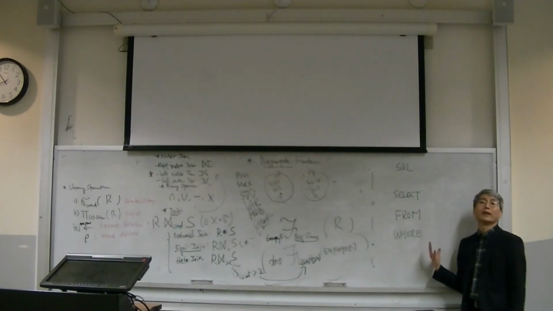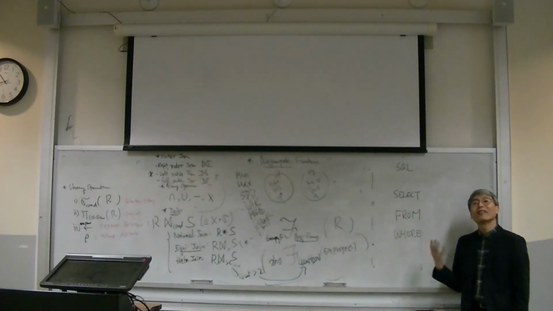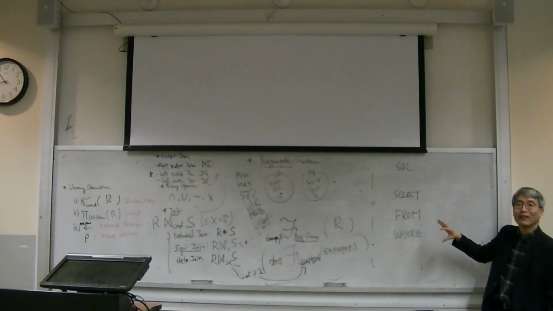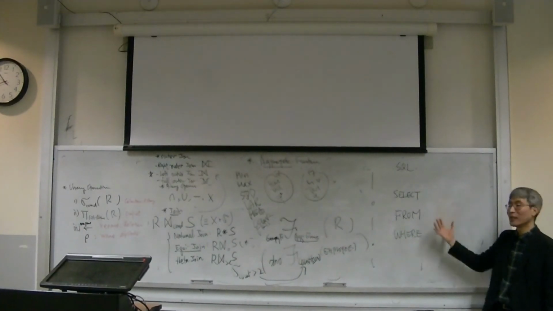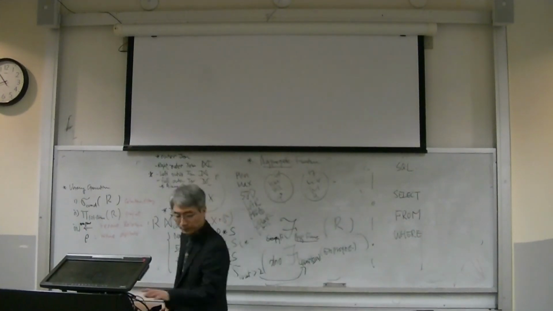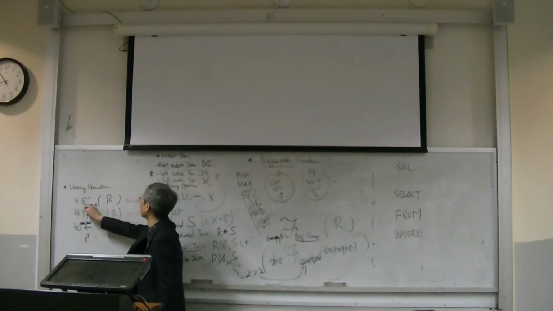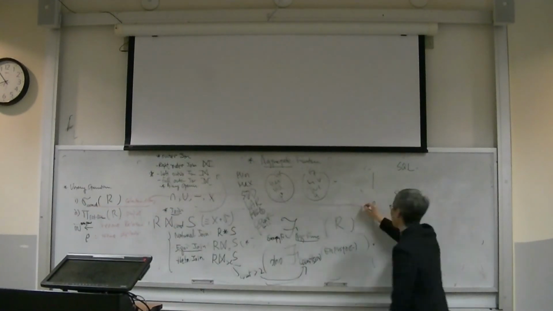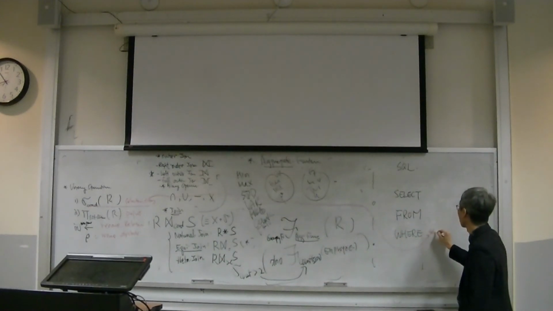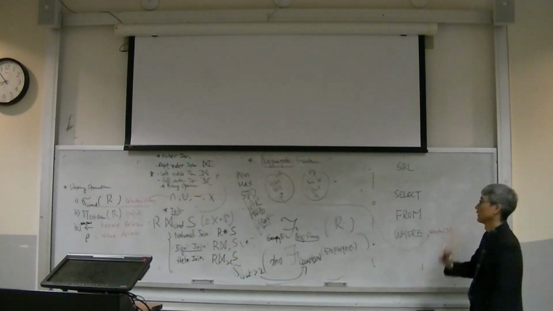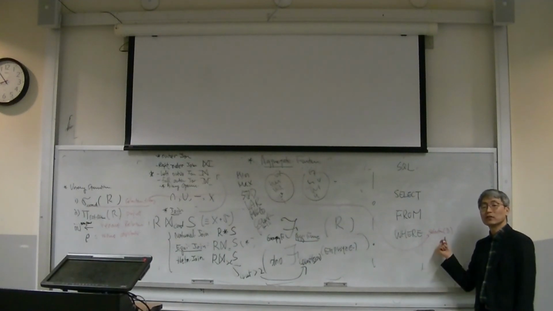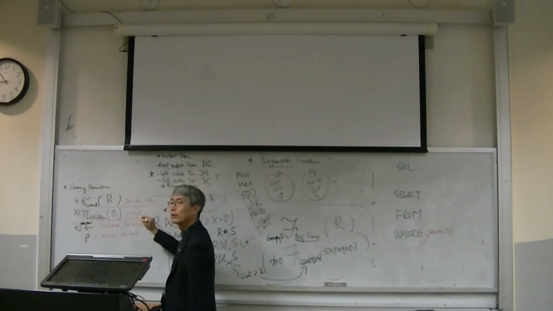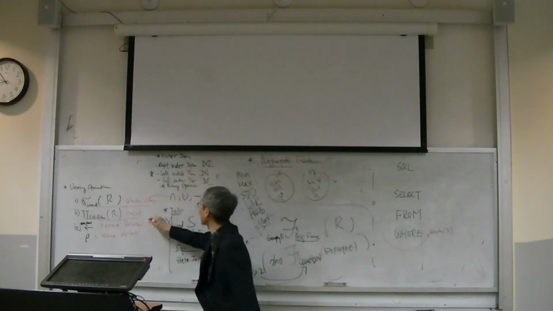Because of that, it is very popular, still being used. Even non-relational database management systems use this kind of select from where. It's very intuitive, and everybody can understand the meaning of that. So let's see. Selection. This condition is what? Selection condition. Okay? You can put such a selection condition in where. What about this? Project.